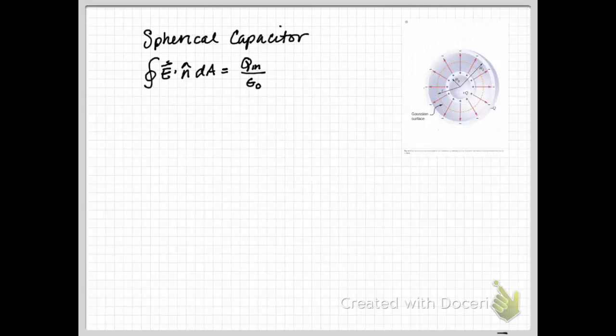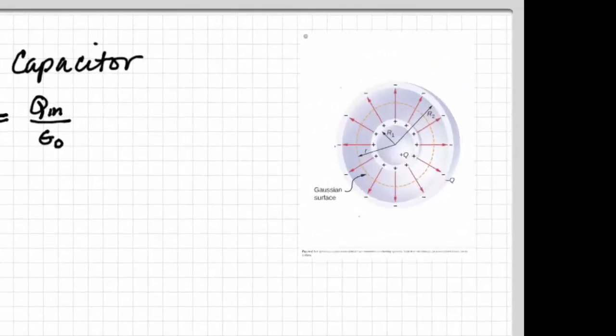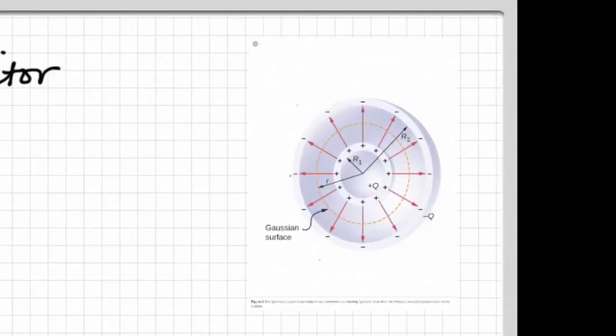All right, so now we're going to look at a spherical capacitor, which is basically a sphere inside a sphere. And if you look at the illustration, you're going to notice that R1 goes from the center to the inside radius of the inner sphere, and R2 goes from the center to the inside radius of the outer sphere. And all of the charge is contained in between the two. There's a field in between the two. And we're going to use Gauss's law to come up with a nice relationship to find capacitance.